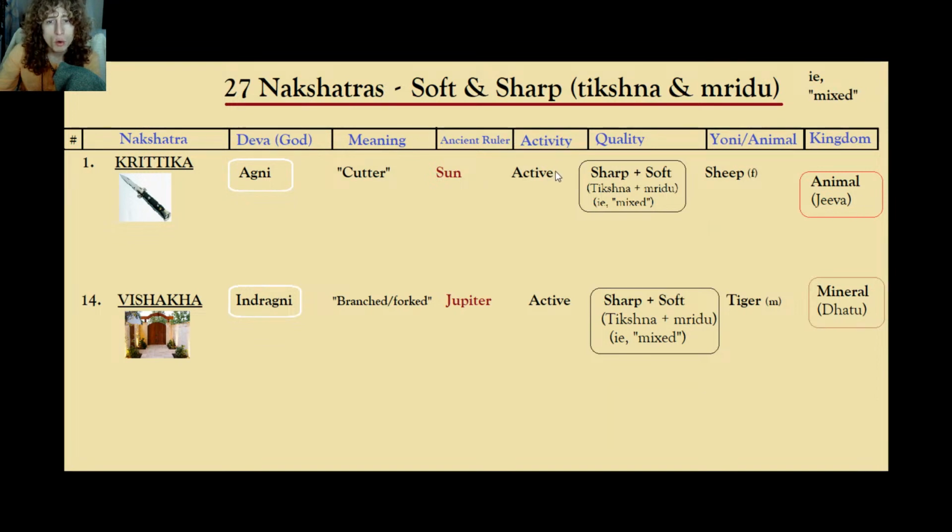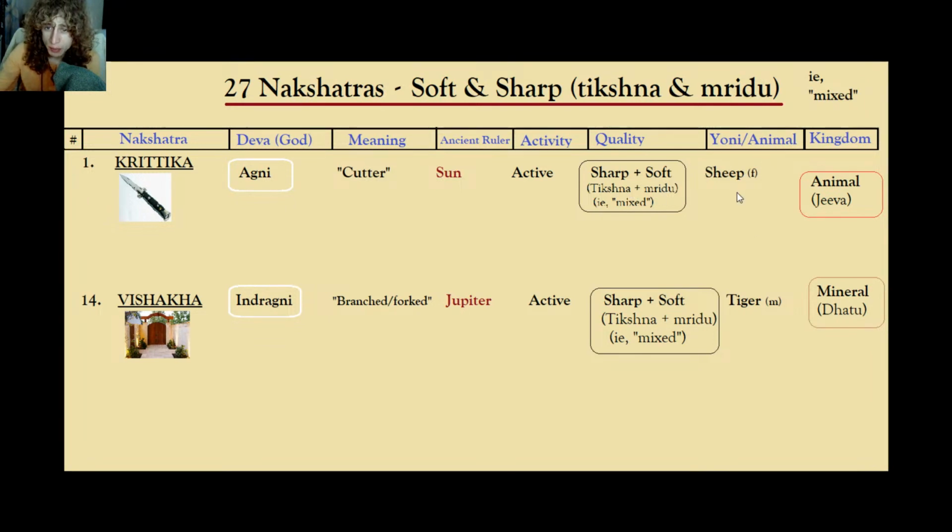Now, the quality of Krittika is active. We could have figured that. The quality is sharp and soft. It's Tikshna plus Mridu. So that's mixed. Vic Dicara leans towards the sharpness, but don't quote me on it. For now, this is the generally conveyed quality of Krittika Nakshatra.